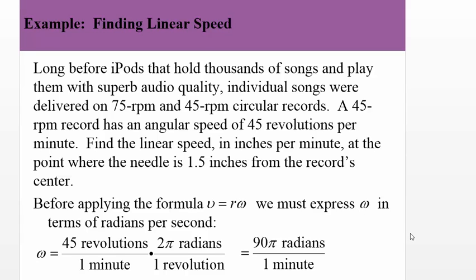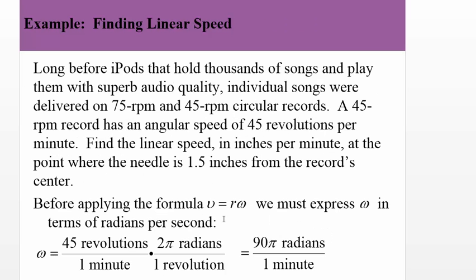So here we go. Long before iPods that hold thousands of songs and play them with superb audio quality, individual songs were delivered on 75 RPM and 45 RPM circular records. So maybe your parents or grandparents, or even you, have some of those old vinyl records. A 45 RPM record has an angular speed of 45 revolutions per minute. Find the linear speed in inches per minute at the point where the needle is 1.5 inches from the record center.